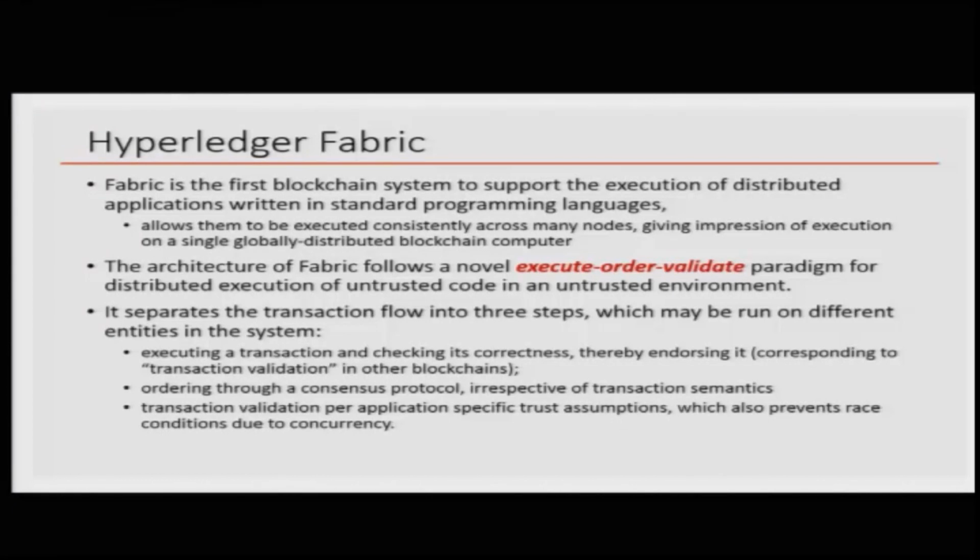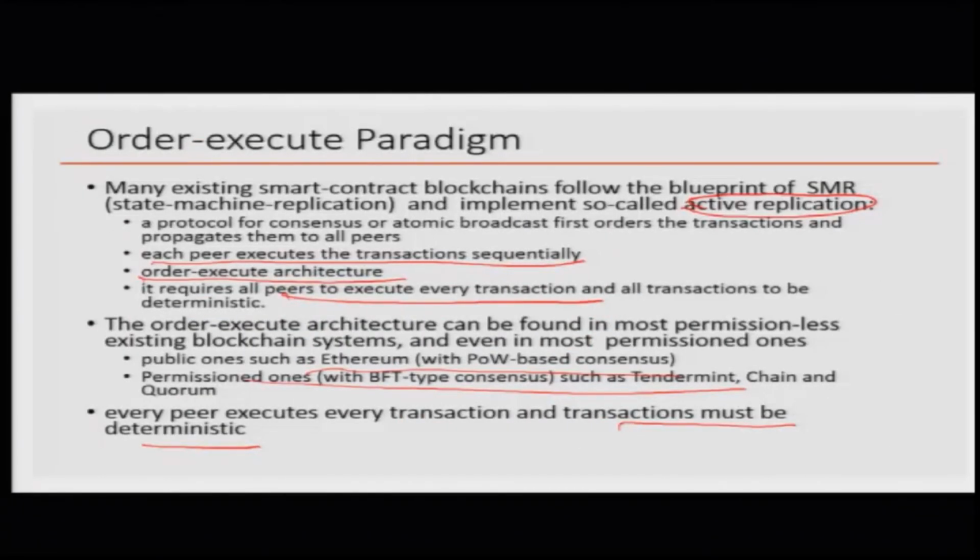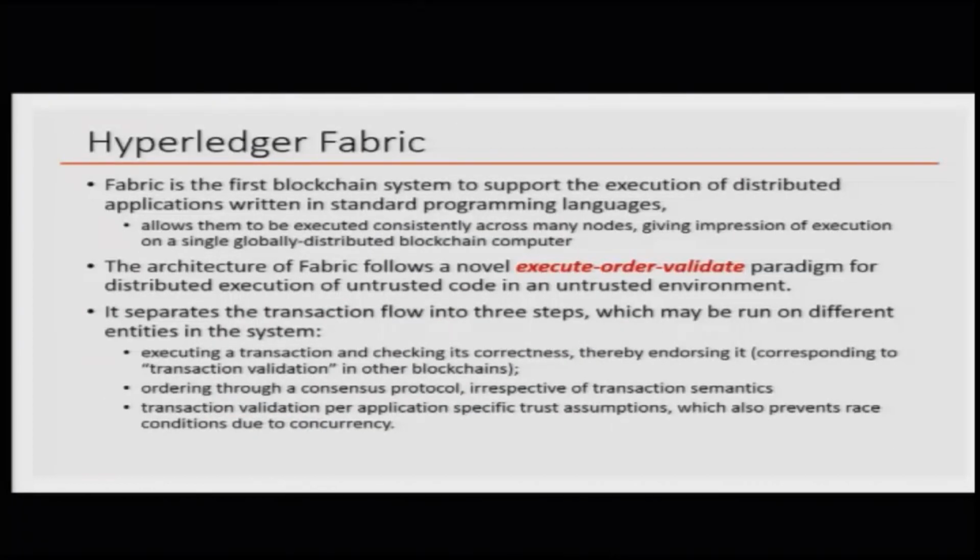So, the architecture of Fabric follows execute, order, validate. Earlier we were talking about order, execute: order first, execute next. Now, we are talking about the execute, order, validate paradigm, and we will explain what that means for distributed execution of untrusted code in an untrusted environment. It has a transaction flow which has 3 steps. First, executing a transaction and checking its correctness and thereby endorsing it. So, there is a step called endorsement.